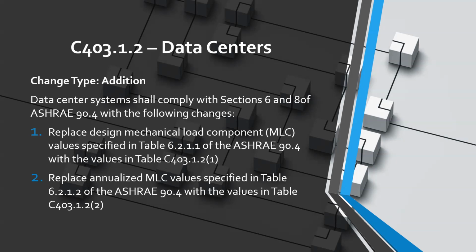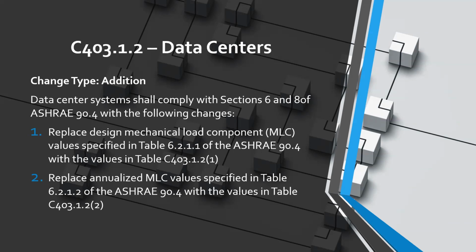But there are specific sections of ASHRAE 90.4 that need to be followed if it's deemed a data center. Usually you would see data centers listed on the plans, but sections 6 and 8 of ASHRAE 90.4 need to be followed. It replaces the design mechanical load component. So what you're doing is switching out tables from 90.4 with the tables in the IECC commercial section if it's listed as a data center.